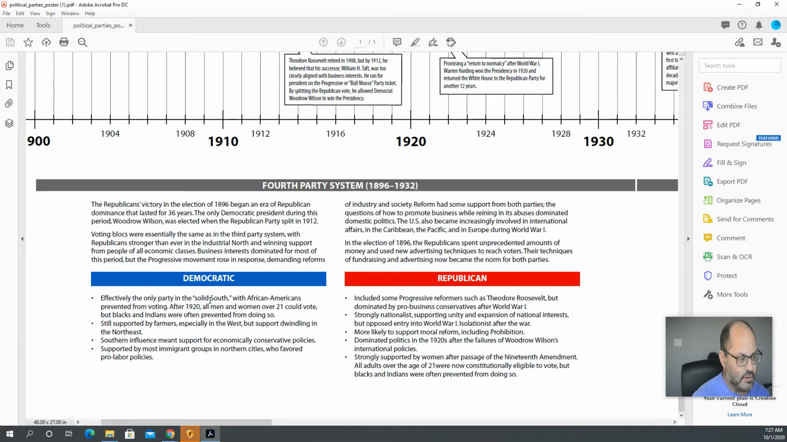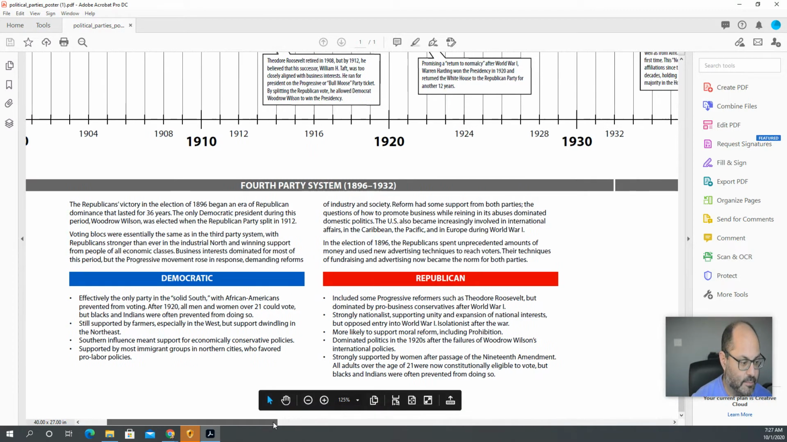They're the same as the third party system, with Republicans stronger than ever in the industrial North and winning support from all economic classes. Business interests dominated most of this period, but the progressive movement rose in response, demanding reforms. That's more in the Democratic Party. The Republican Party is more the party of business at this point.